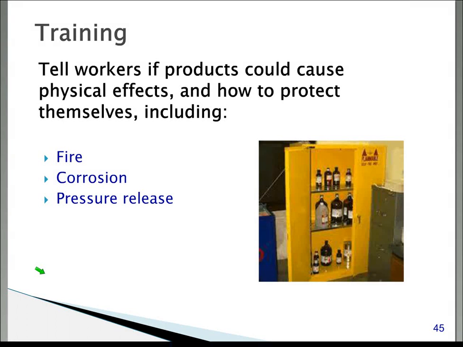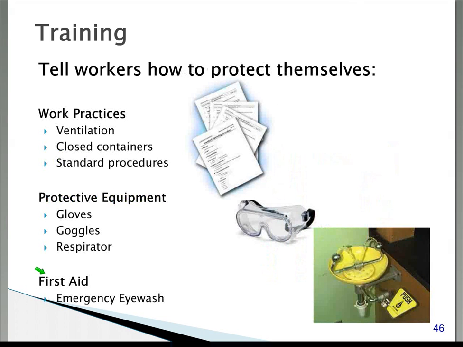We also need to tell them if there's any fire hazards, pressure release hazards with compressed gas cylinders, that type of thing. And then we walk them through the work practices. You can say, look, we're using this chemical, but this is how you're going to use it safely. We're going to use it in ventilation. We're going to keep all our containers closed. Here's the standard procedures. Here's the recipe that you use for mixing that bleach. Here's the protective equipment that you should use. And if you do get splashed in the face, here's how to use an eye wash. It's a very straightforward training.